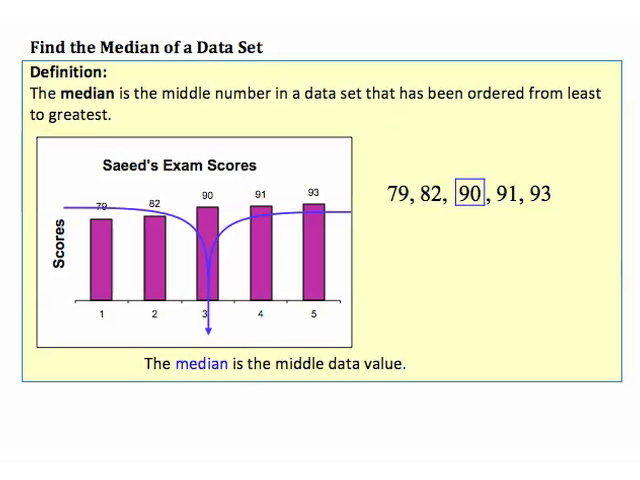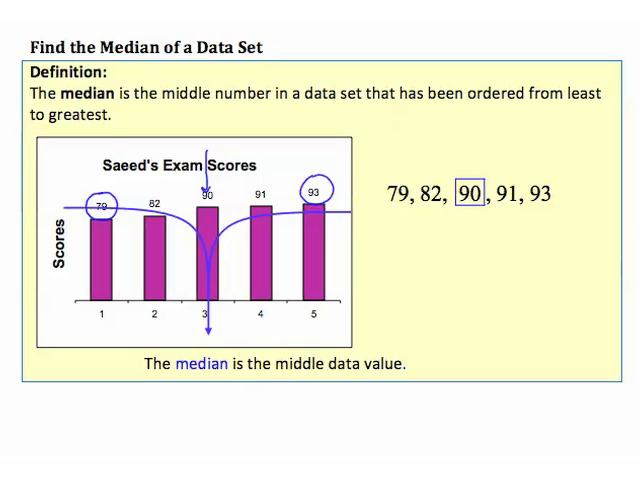Find the median of a data set. Start with a definition. The median is the middle number in a data set that has been ordered from least to greatest. So again, let's take a look at Saeed's exam scores. We have 5 of these scores. Now these exam scores are organized from least to greatest. We're starting over here with 79, which is the smallest, and then we work our way up to 93, which is the highest. So once we have these organized least to greatest, then what we're looking for is the one that's in the middle. And in this case, that is 90.